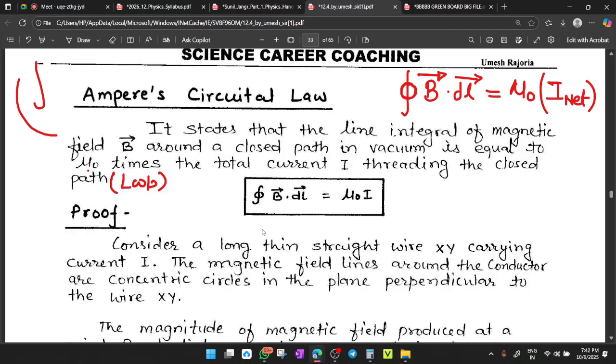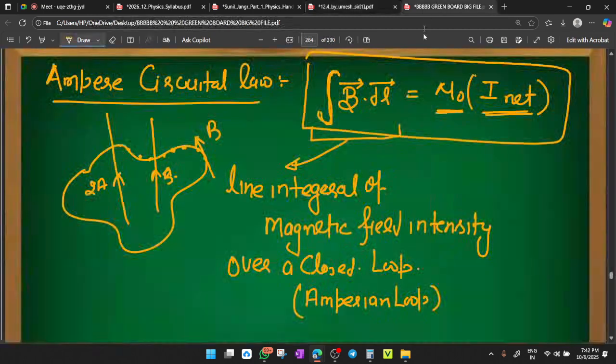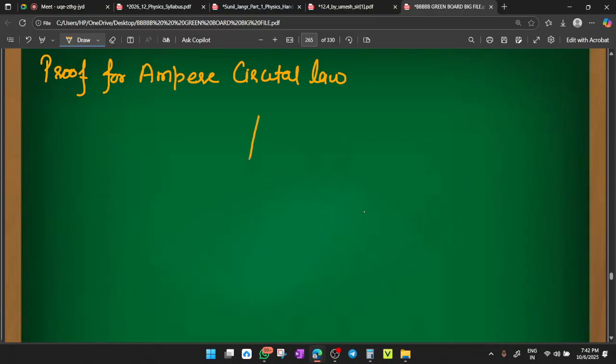Now, proof of Ampere circuital law. We are going to prove the Ampere circuital law. Consider we have a straight conductor, and because of that, at a distance small r, there is a magnetic field like this.